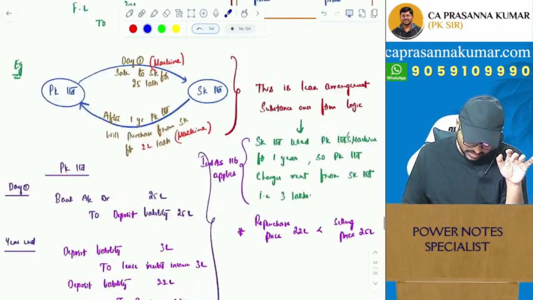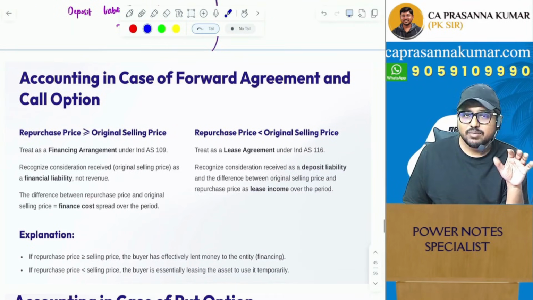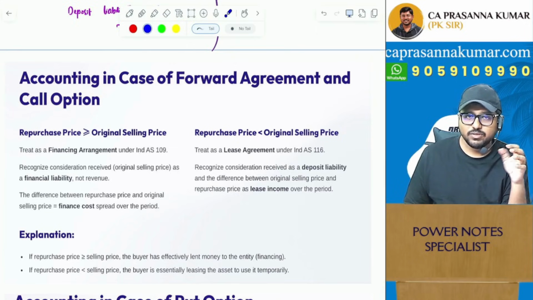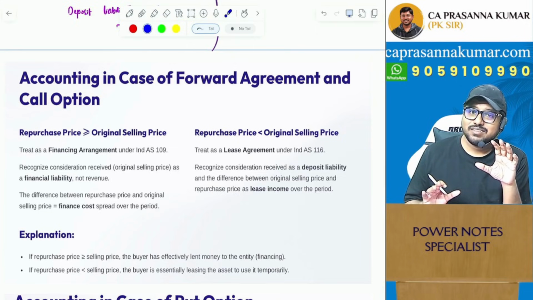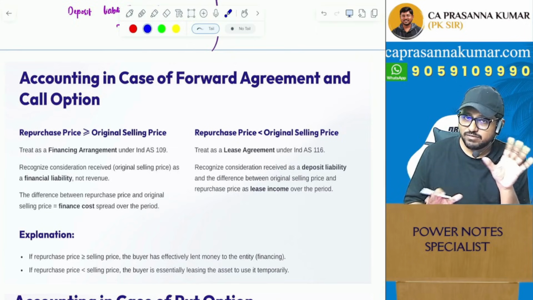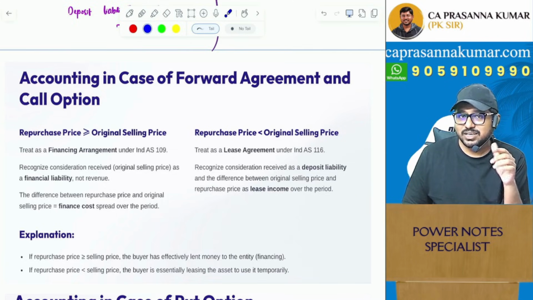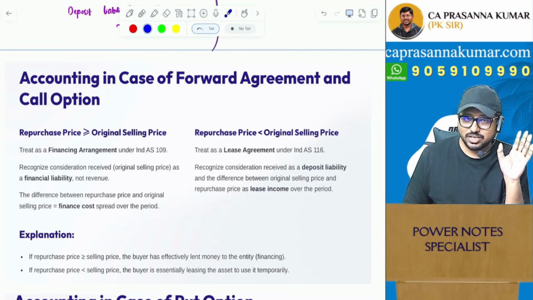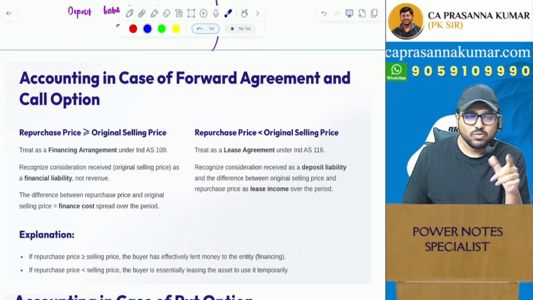Clear? Right. So when it comes to sale and buyback or sale and repurchase agreements, it is referred to as a forward agreement if you have agreed to buy back at a fixed price. But that fixed price can be greater than the sale price, then it will be a financing arrangement. Less than the sale price, then it will be a lease arrangement. Clear? But no matter what, it is a forward agreement.